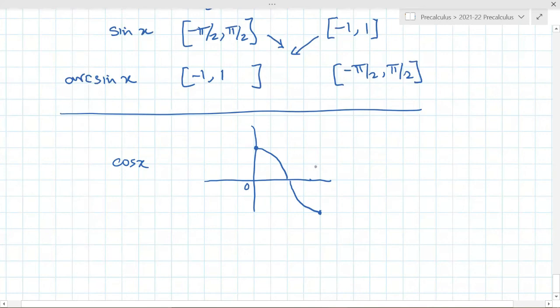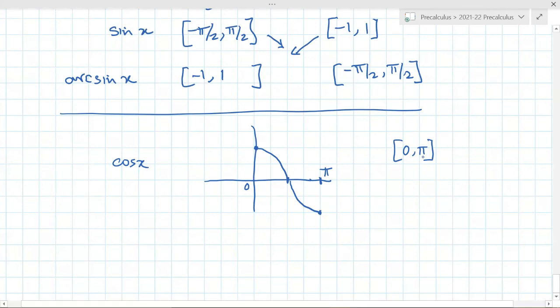So this is 0, this is pi over 2, and this is pi. So cosine will go, I mean, we can take any interval, but I'm telling you the one that people have agreed to use as the main interval or the restricted domain, right? So for cosine x, our restricted domain is 0 to pi. This is for making the inverse, right?